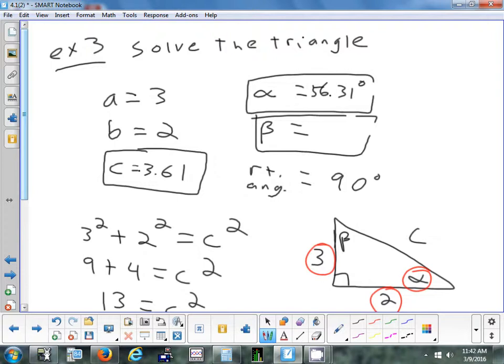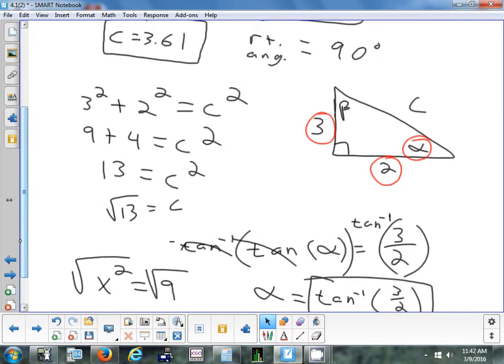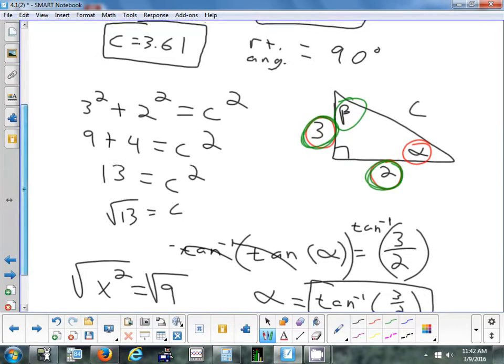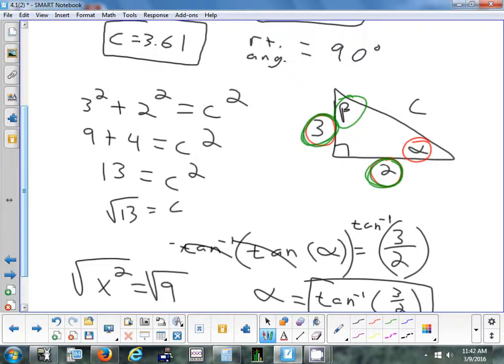All right, and now one way I could get beta is I could just add 56.31 to 90 and subtract from 180. Why we've talked about it, why is that not the best idea? Not right. If alpha's wrong and you add it up and subtract from 180, now you just got beta wrong. Okay, so we're going to find beta, same way we just found alpha. We're going to use the 2 pieces of information that we're given, 2 and 3. Okay, so focus on everything I circled in green.